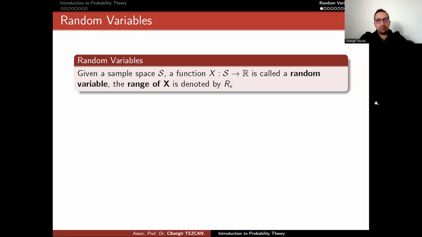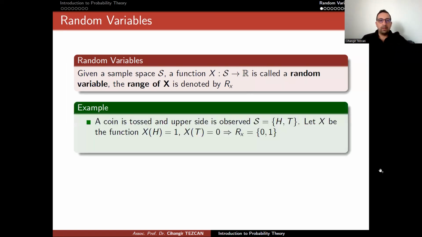All right, so we continue with random variables. Let me give the basic definition. Given a sample space S, a function X from S to the real numbers is called a random variable. The range of X is denoted by Rx.